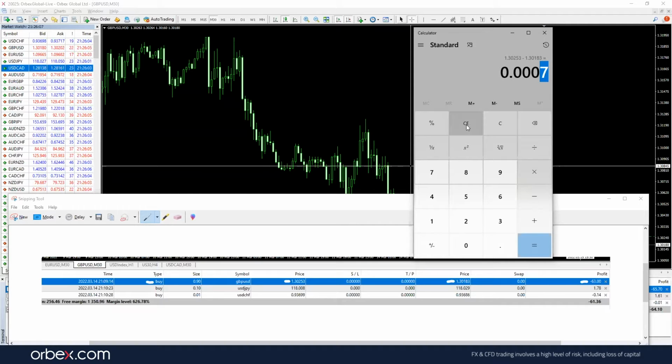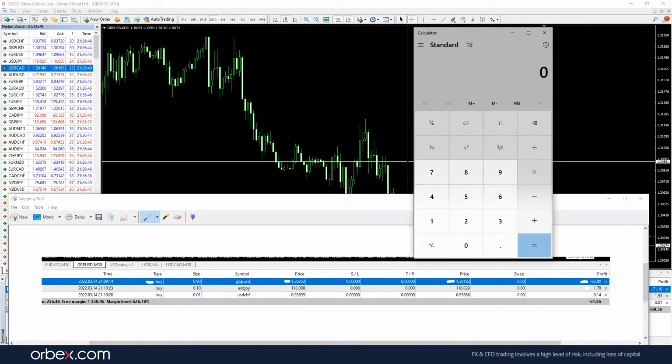So with that being said, let's just do that calculation again, just to make sure I've got it correct. 1.30253 minus 1.30183. So 70 pips, 70 points, sorry. Then I'm going to multiply that by the volume. And then there you go, 63. I don't have to do any other calculation because for pound dollar, the pip value per lot is 10. Excuse me.